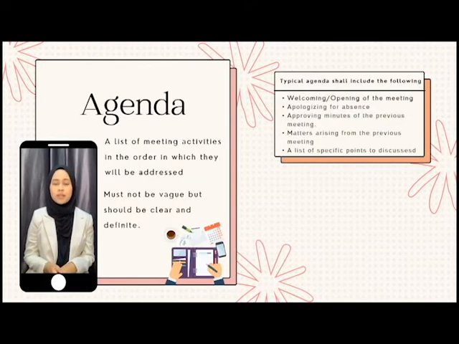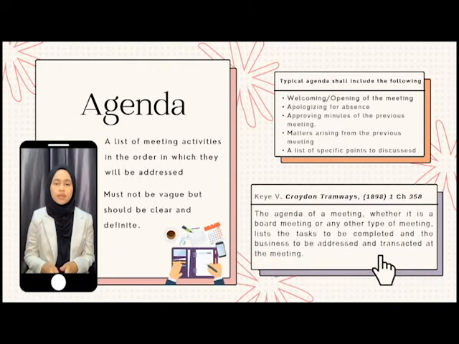The typical agenda example is welcoming or opening of the meeting, apologizing for absence, approving minutes of the previous meeting, and other matters until closing the meeting. In the case of Gaye v. Crowden Tramways, 1898 1 Ch 358, the agenda of a meeting, whether it is a board meeting or any type of meeting, lists the tasks to be completed and the business to be addressed and transacted at the meeting.